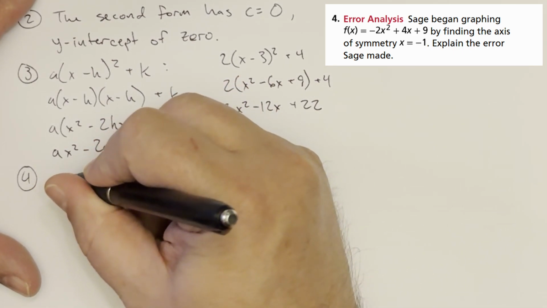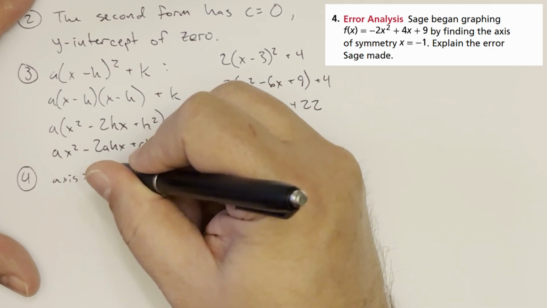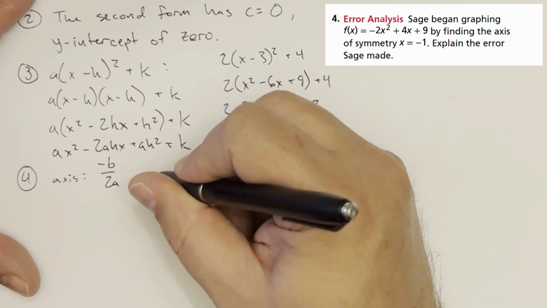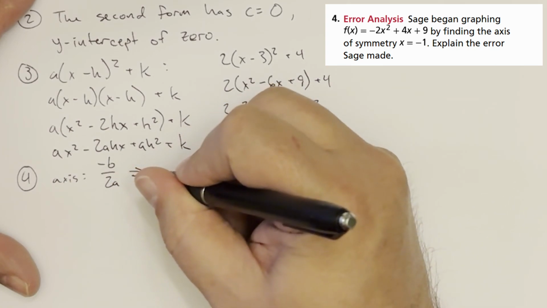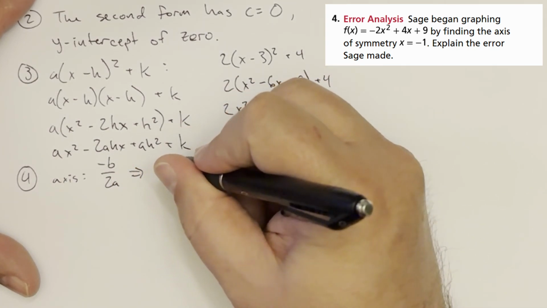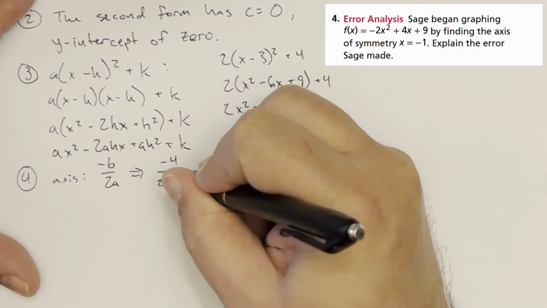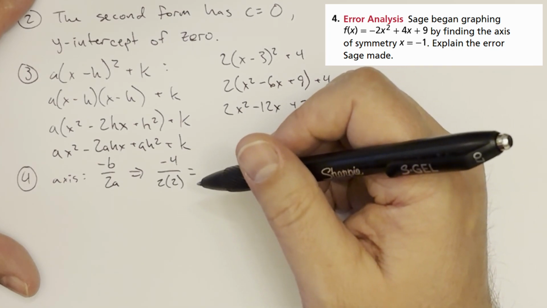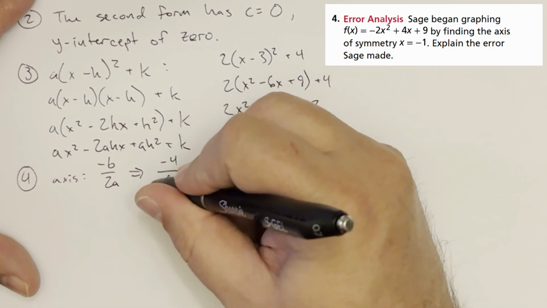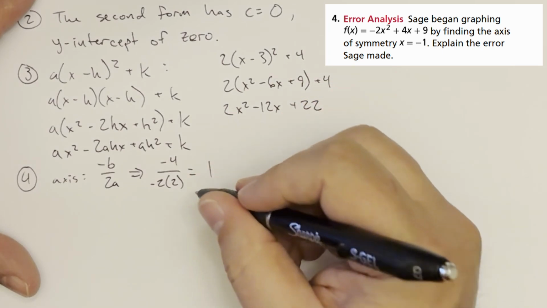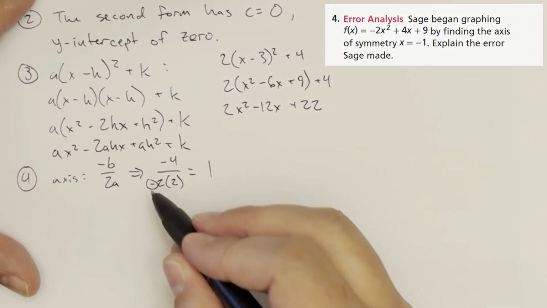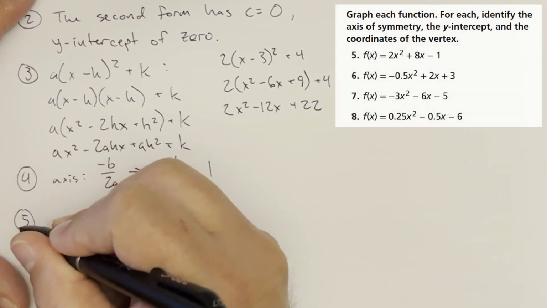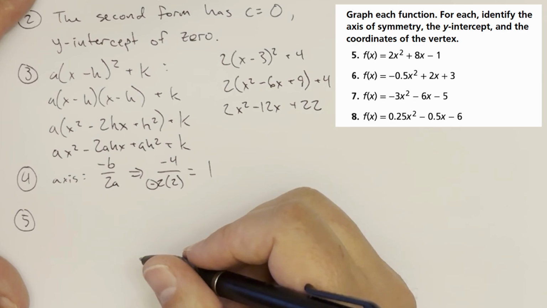On number 4, Sage began graphing f of x equals minus 2x squared plus 4x plus 9 by finding the axis of symmetry of x equals minus 1. So this is where you go back to those equations that you memorize. The axis of symmetry is negative b over 2a, so we plug in the b and the a, and we get negative 4 over 2 times 2, but she forgot the negative 2. A has a negative in there. So if you do that, it's negative 4 divided by negative 4, which is 1. So Sage screwed up, which we already knew because that's what it asked us to find.